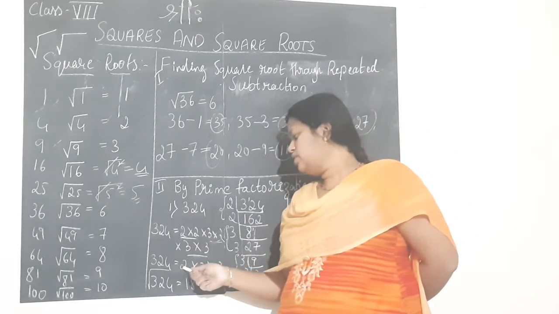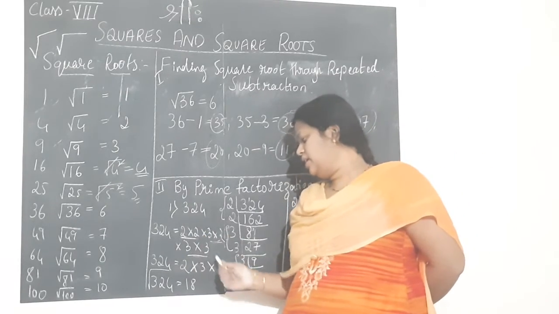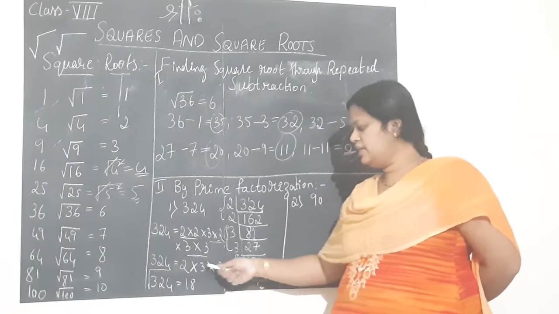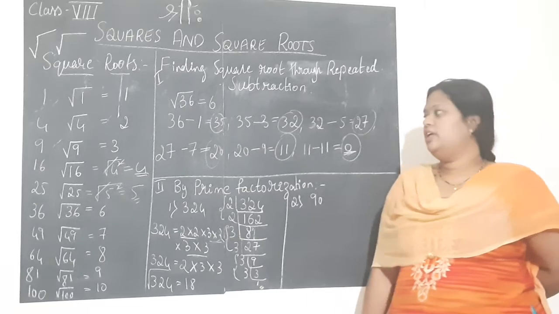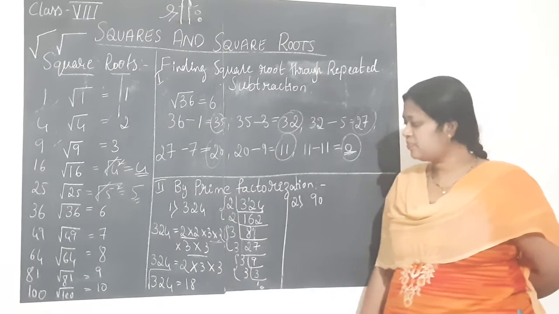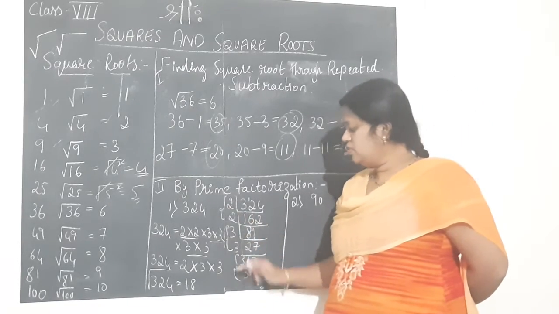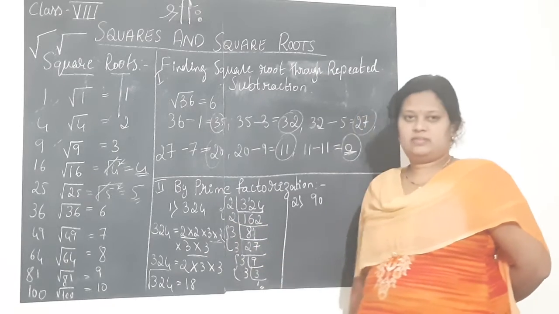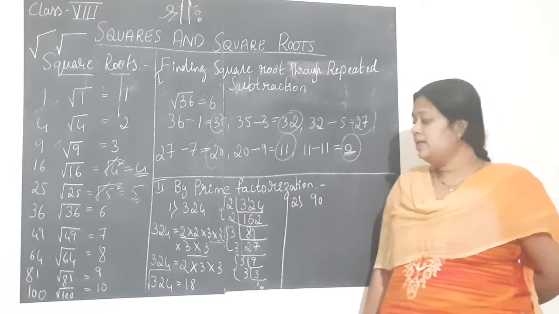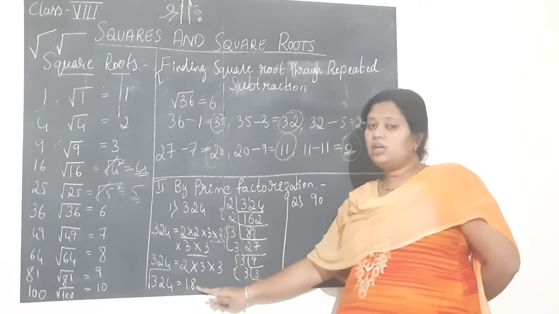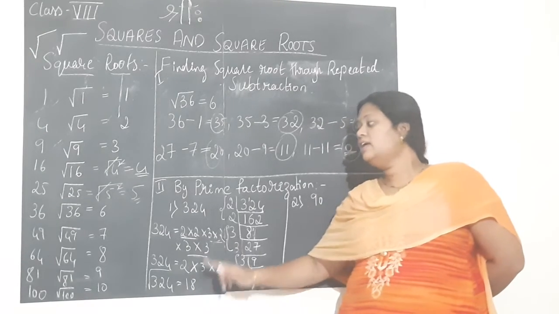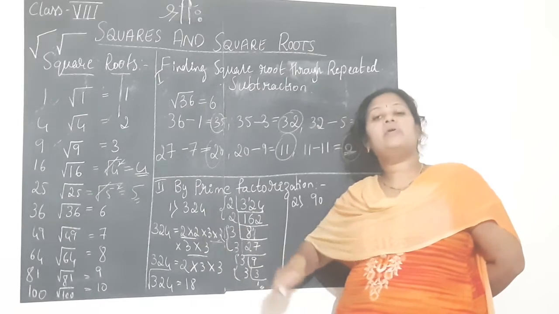So 2 into 2 is 2, 3 into 3 is 3, 3 into 3 is 3. When you multiply all this, 3 3s are 9, 9 2s are 18. 18 square is 324. Like this you will do. In this problem, children, we easily got pairs. And when you get a whole number like 18, you can say that the given number is a perfect square.